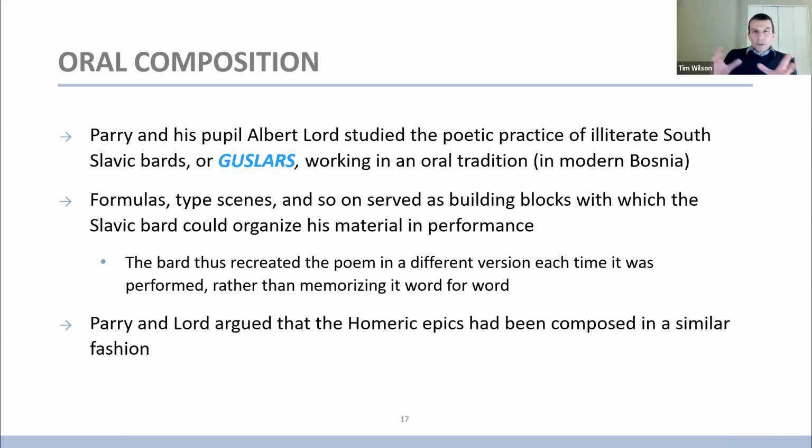So there are these formulas, but there are also type scenes. So the arming of a warrior is a type scene. You can basically have the same description of putting on the armor, whether it's Agamemnon or Achilles or one of the Trojans, that can be almost plugged in line for line with the next episode. And all of that, as I said, explains how an oral tradition could preserve an original story without having to, let's say, memorize tens of thousands of lines.